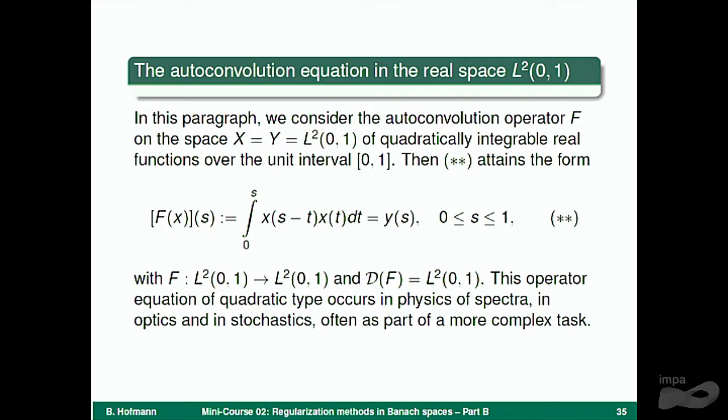At the end, some words about the autoconvolution equation in the real space again. You remember autoconvolution? I can consider this here as an autoconvolution between real Hilbert spaces L2 of the unit interval, defined in that way, a simple quadratic thing, and the question is: is it possible to get simple rate results in this way?